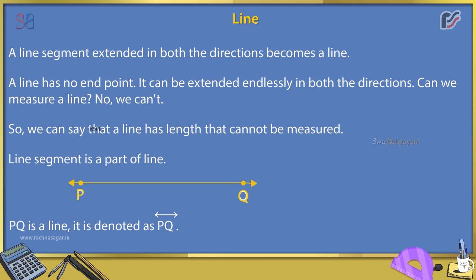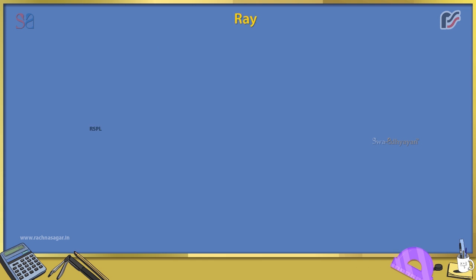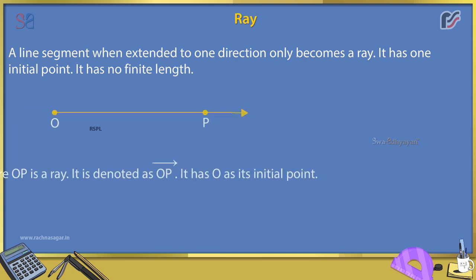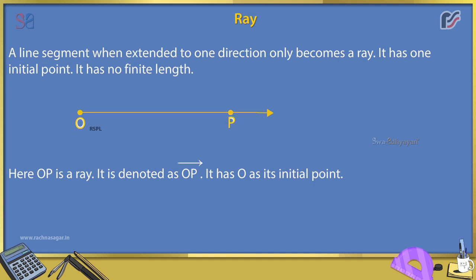PQ is a line. It is denoted as ray. A line segment, when extended to one direction only, becomes a ray. It has one initial point. It has no finite length. Here, OP is a ray. It is denoted as it has O as its initial point.